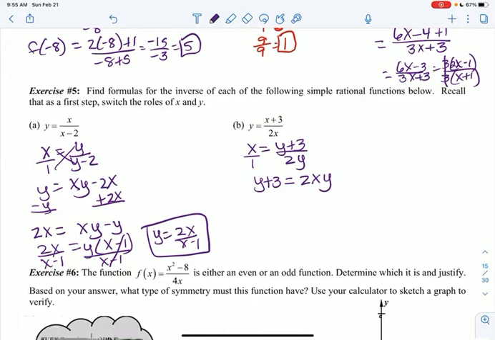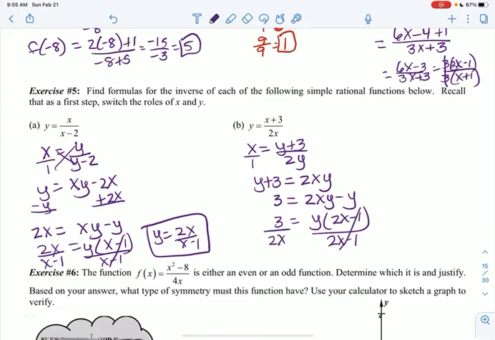Now I want any term with a y on one side. So let's leave the 3 over here, and let's bring that y to the other side. So I'm going to have 2xy minus y. So I want all terms with a y on one side. Well, on that side, I'm going to factor out the y, and I'm left with 2x minus 1. Now, once you have that y factored out, I can solve for y by just dividing by 2x minus 1. So my answer is y equals 3 over 2x minus 1.